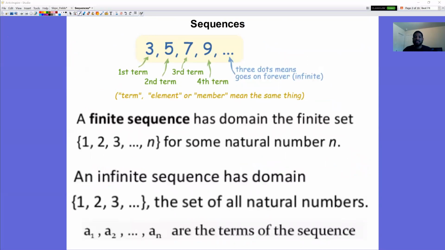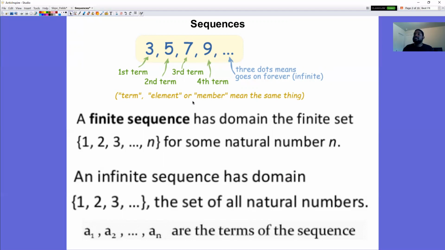What is a sequence? A sequence is a list of numbers, as you see here on the screen. So, for example, 3, 5, 7, 9, where the first number is called the first term or element or member, and then the second number is the second term, and the third number is the third term, and so on. And then the dots just tell us that the sequence goes on forever.